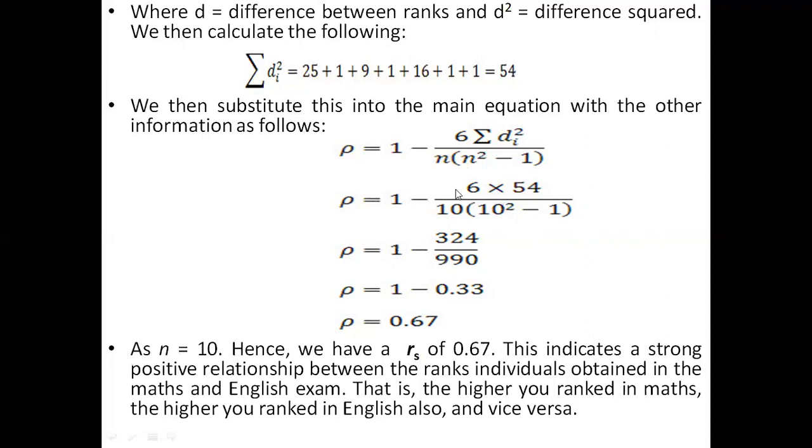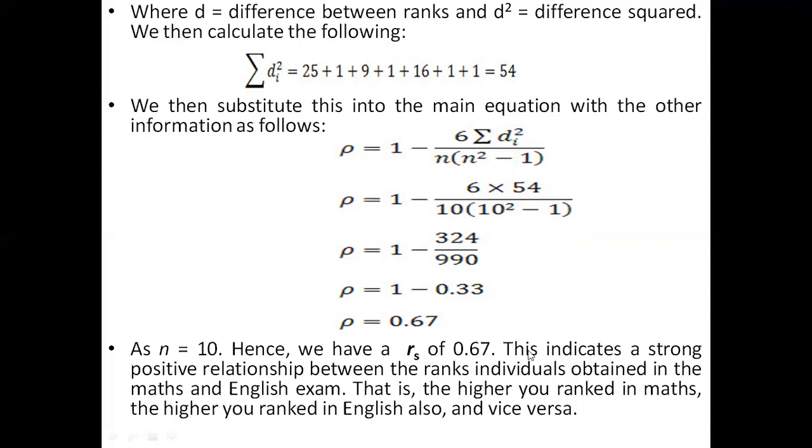After this value identification, we insert this value in the formula. So 1 minus 6 into 54 upon 10, which is the number of items, in bracket 10 square minus 1. Simply solve this equation, and you will be able to get the value of the rank correlation coefficient. So here we can see the Spearman rank correlation coefficient is 0.67. Rank correlation is also denoted by small r and s, meaning the Spearman rank correlation coefficient is 0.67.